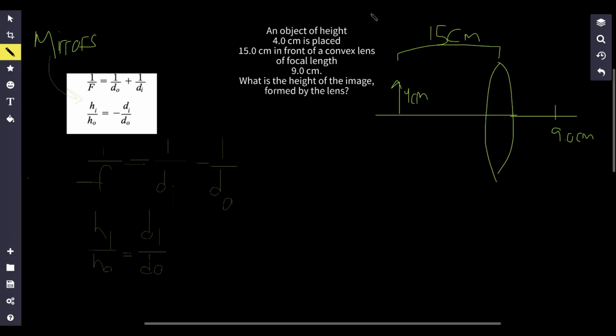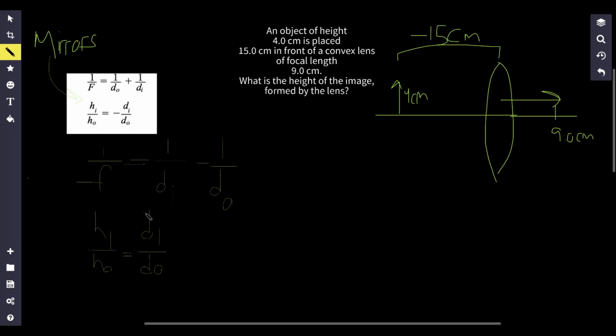Remember that because the rays of light are going to the right, everything to the right of our lens is going to have a positive sign in terms of distance. This is going to be positive 9 centimeters, while everything to the left is going to have a negative sign. For height, it's just whether it's above or below the principal axis. But for distances, you have to look at the direction of where the light is going.